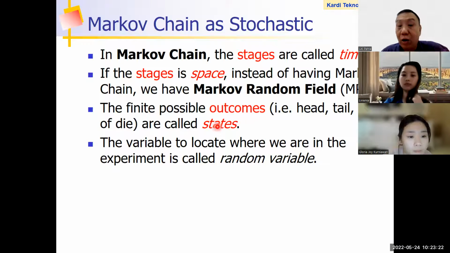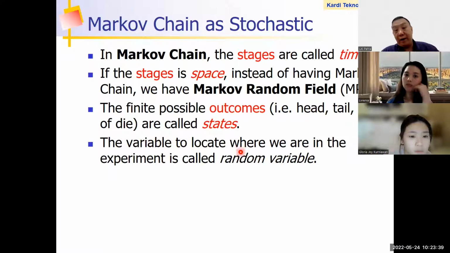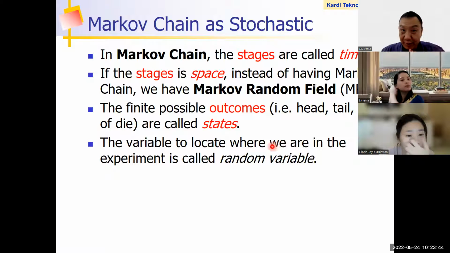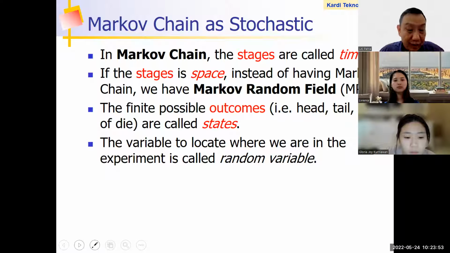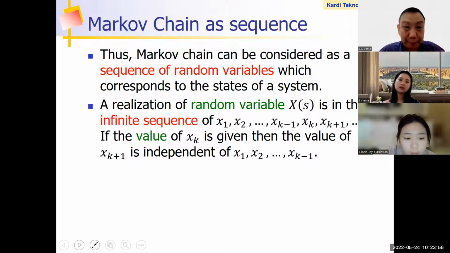The possible outcomes are called states, with a T. So the possible outcomes are probably the head, the tail, 1 to 6 of the die, and so on. These are called states. Now, the variable to locate where we are in the experiment is called a random variable. State and random variable. I hope you can understand the informal definition here.